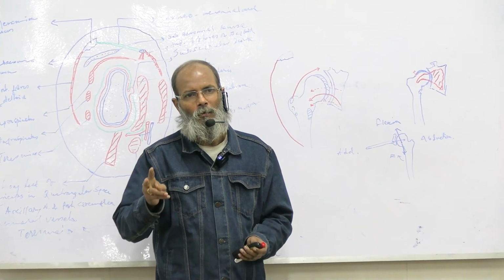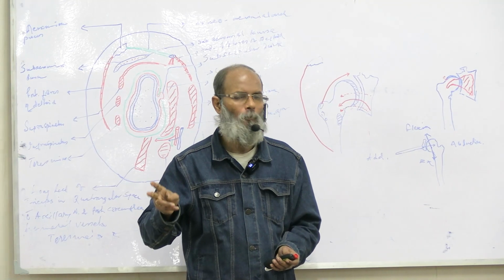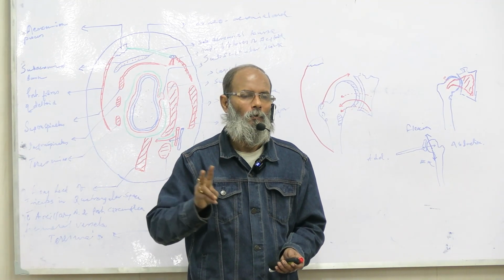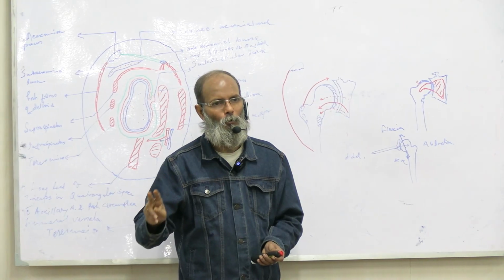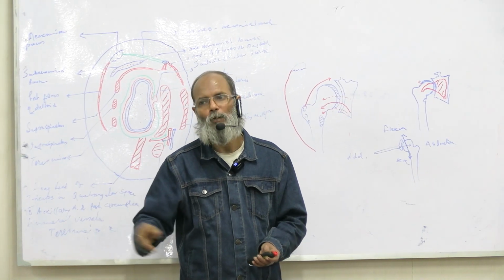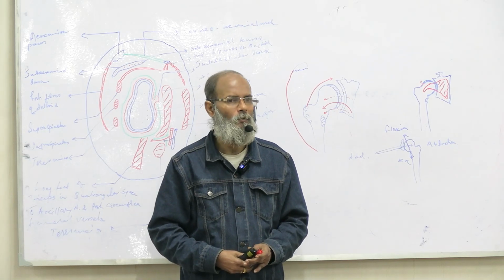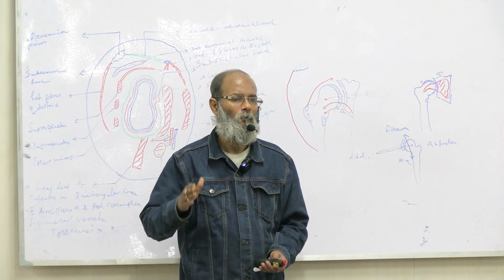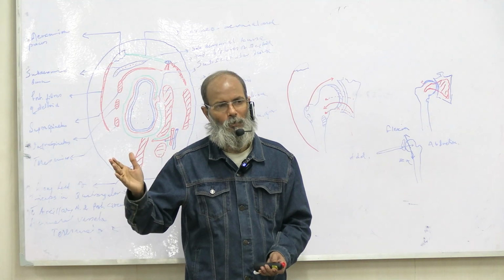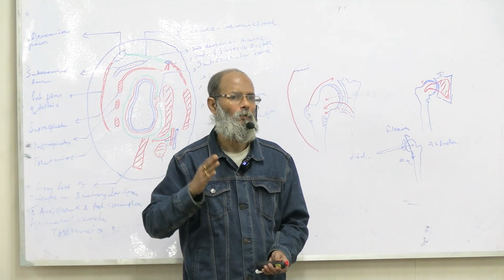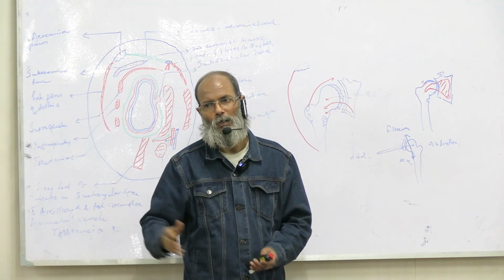Adduction is by both the anterior fibers and posterior fibers of deltoid together with pectoralis major, teres major, coracobrachialis and subscapularis. Adduction is anterior and posterior fibers of deltoid together with teres major, coracobrachialis and subscapularis.